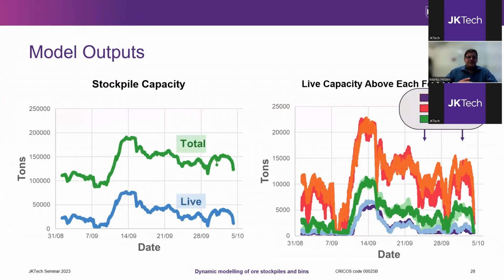Using the data in that 3D grid, we can calculate other useful outputs that can be displayed in real time. On the left is the total and live capacity of the pile, and on the right is the live capacity above each of the 6 apron feeders. In this case, the 2 middle feeders have by far the most live capacity most of the time, and I think this kind of information can be more useful than simple level indications for managing the stockpile.